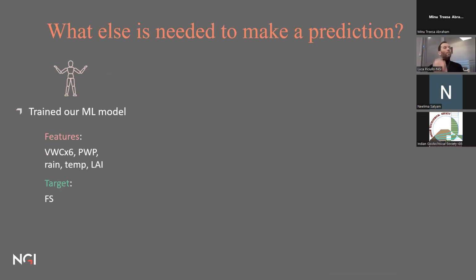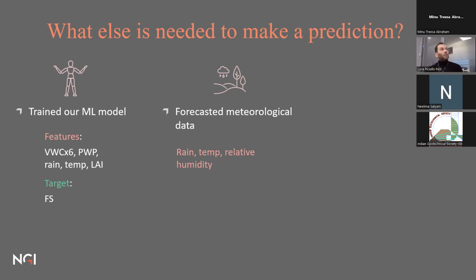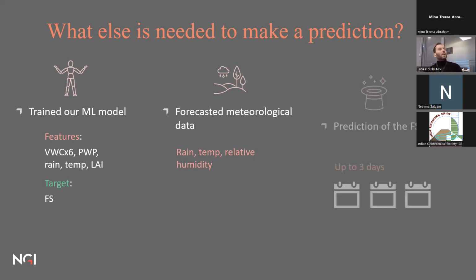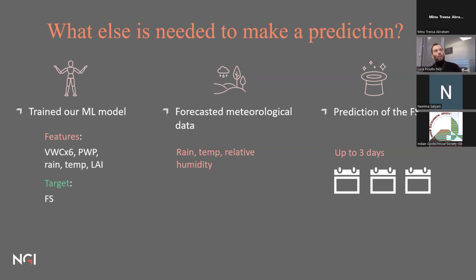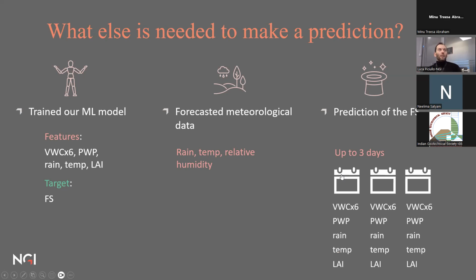Now, just a very brief recap. I know I have not so many minutes left, 5-6 minutes. What else is needed to make the prediction? We have trained our machine learning model. Features are those ones, target is the factor of safety. Then we have the forecast meteorological data from the Norwegian Meteorological Office: rainfall, temperature, relative humidity. But if we want to predict the factor of safety for the upcoming 3 days, which is what we are doing, then we cannot base our prediction on past hydrological variables. So these are the variables that we need every day to make the prediction for the upcoming 3 days.